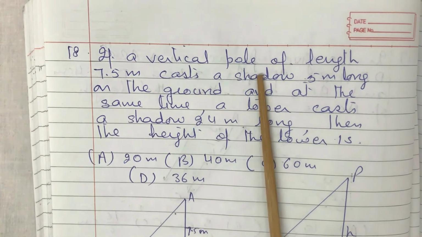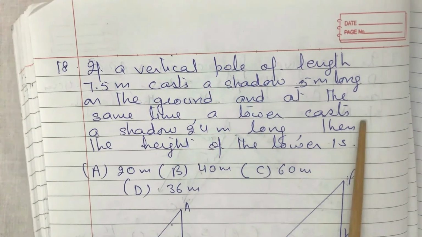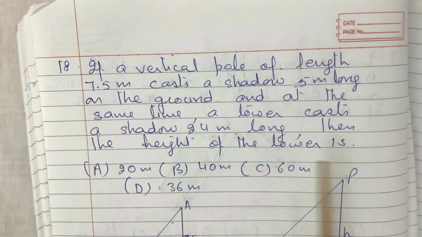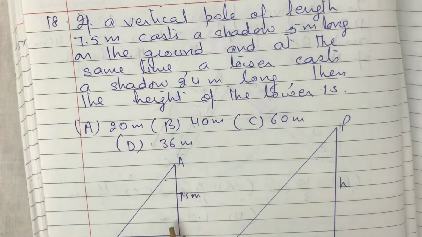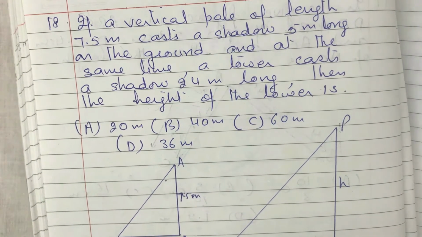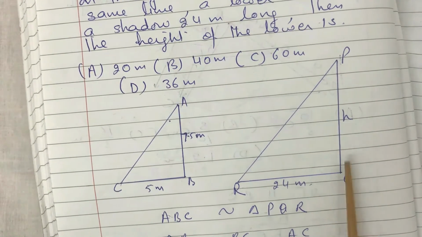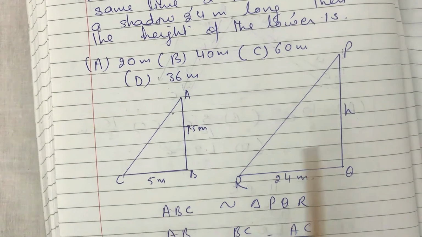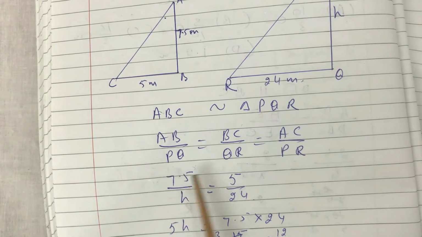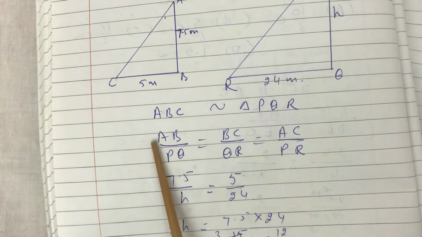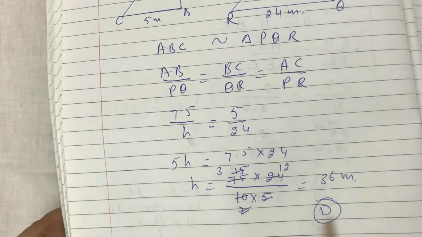Now 18th question. A vertical pole of length 7.5 meter casts a shadow 5 meter long on the ground, and at the same time a tower casts a shadow 24 meter long. Then the height of the tower is. Now this is a vertical pole and this is a tower, and length of this vertical pole is 7.5 meter and it casts a shadow which is 5 meter long. And here this is a tower, the height of the tower is h meter and it casts a shadow 24 meter long. Now these two are similar triangles. If sides are proportional, then you take the help of this: AB by PQ is equal to BC by QR. Substitute the values, you will find the value of h, which is 36 meter. So D is the option.